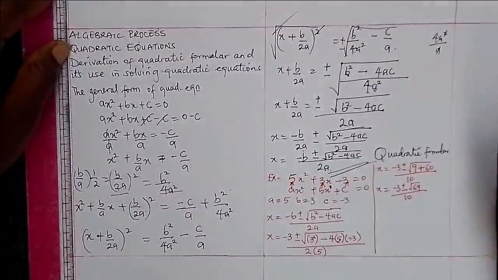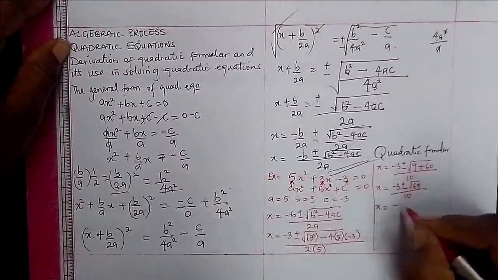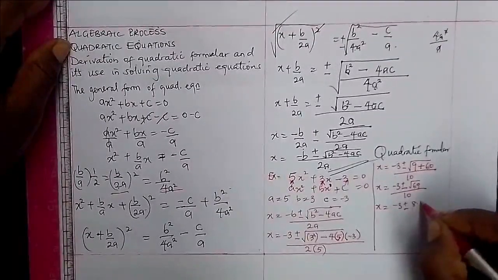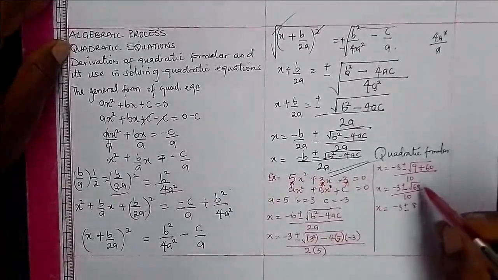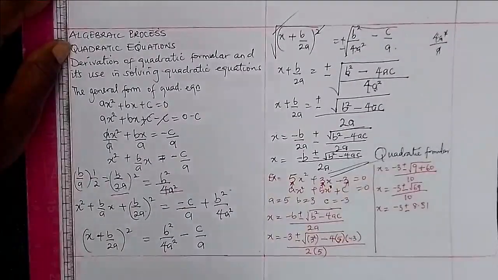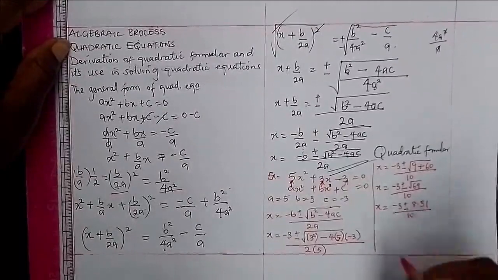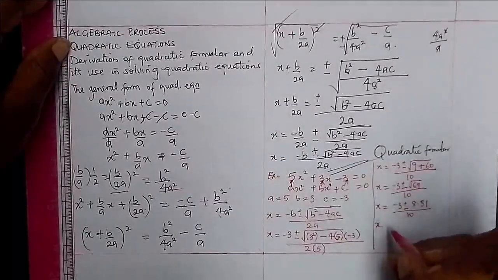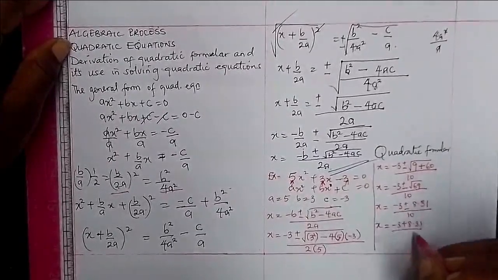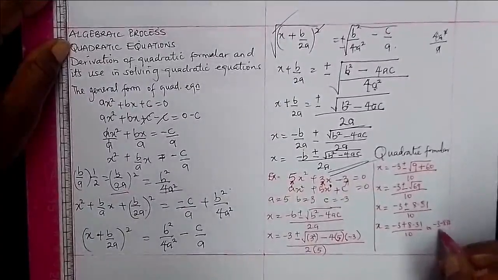So this one is an irrational number, but then we'll get a decimal number. That means our x will now be equal to minus 3 plus or minus 8.31 when you punch your calculator. The root of 69 is 8.31306. So I approximated it to 2 decimal places, all over 10. So the two values of x is now x is equal to minus 3 plus 8.31 over 10, or minus 3 minus 8.31 over 10.